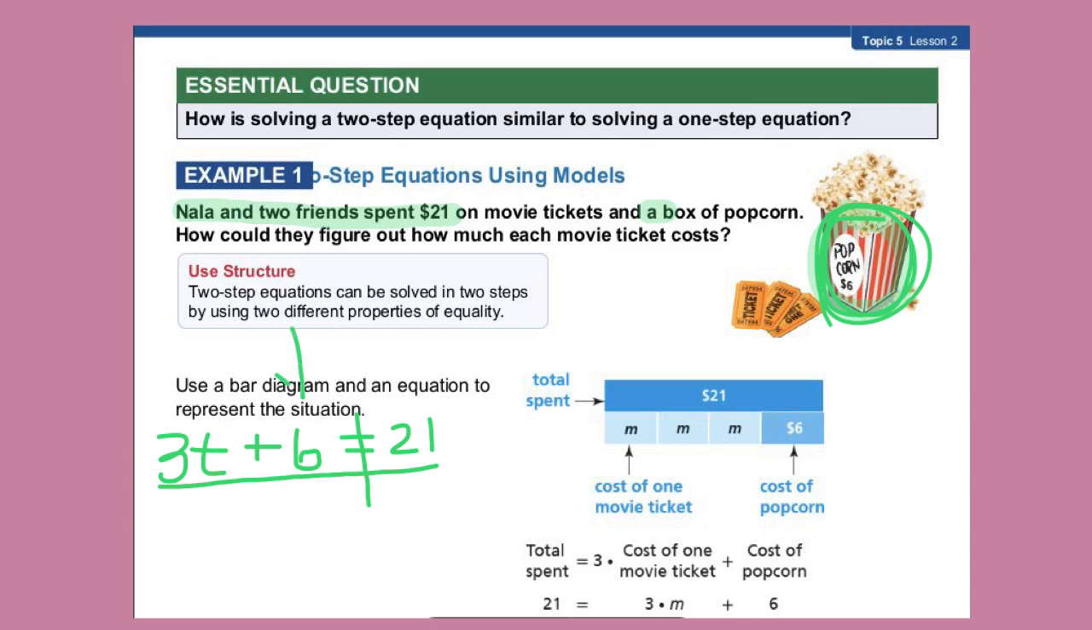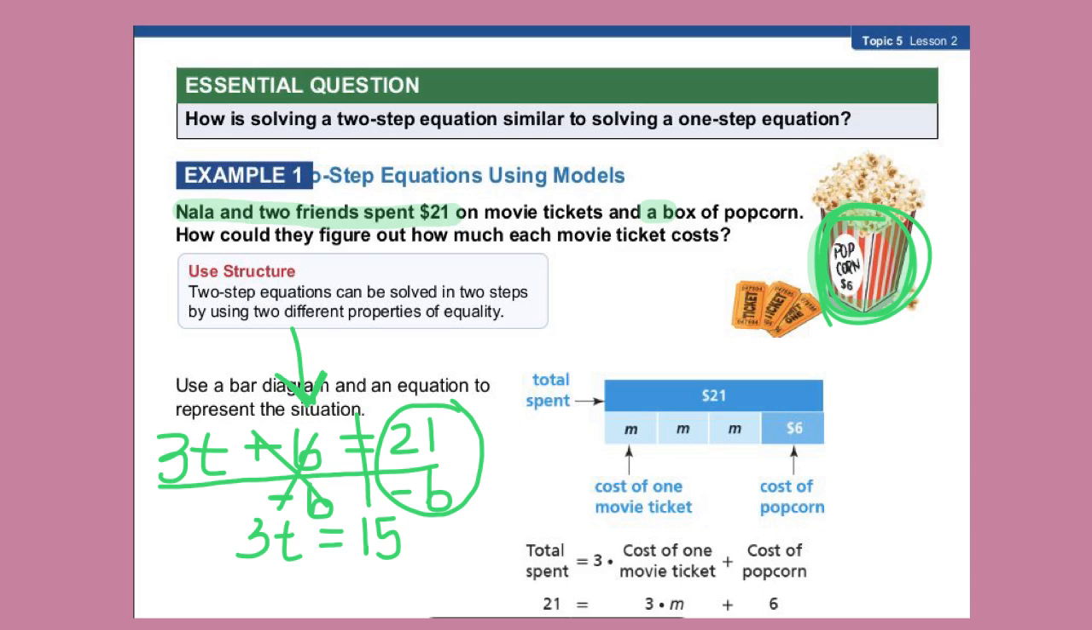That happens to be the 6. So in other words, let's get rid of the popcorn. If we get rid of the popcorn, the opposite of adding 6 is subtracting 6. To both sides, please. 6 minus 6 is 0. Bring down your 3 tickets. And without the popcorn, this is $15.